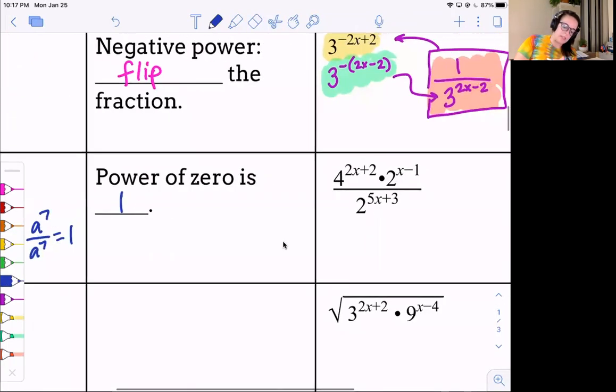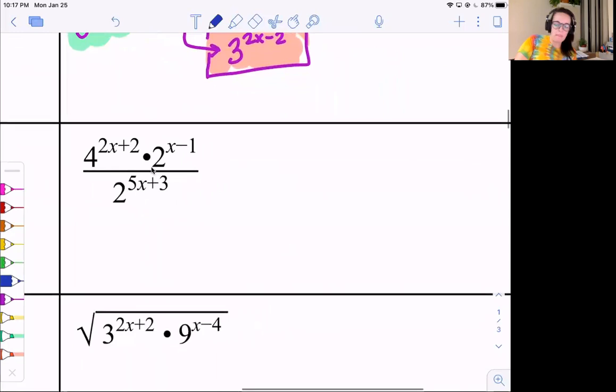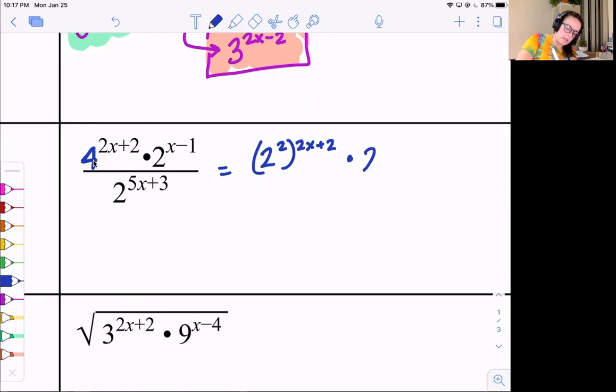Let's see how that applies here in our example. So for this example here, I need them all to have the same bases. The first thing I can do is change 4 into 2 to the power of 2. So I'd have 2 to the power of 2. That's what I'm doing with this 4. And then I'm going to go ahead and copy 2 to the 2x plus 2, and then times 2 to the power of x minus 1, to the power of 5x plus 3, right? This allows me to have it in the same base.